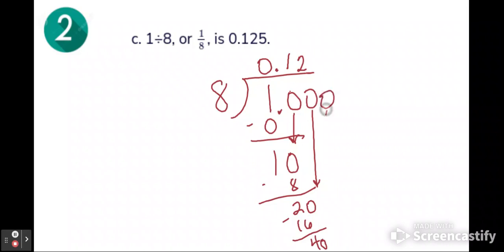I'm going to bring down one last 0. 8 goes into 40 exactly 5 times, because 5 times 8 is 40. And when I subtract those, I end up with 0. So I'm done. Were you able to get that?